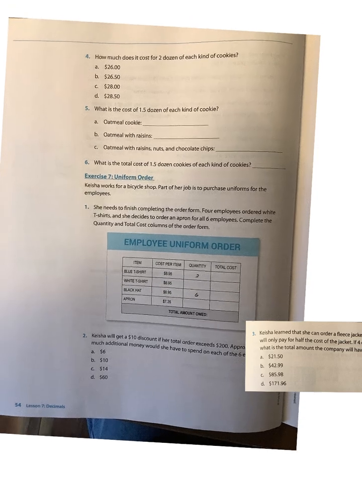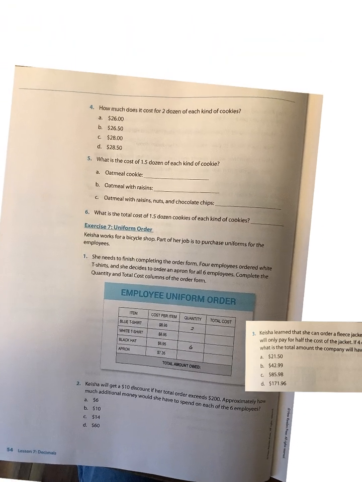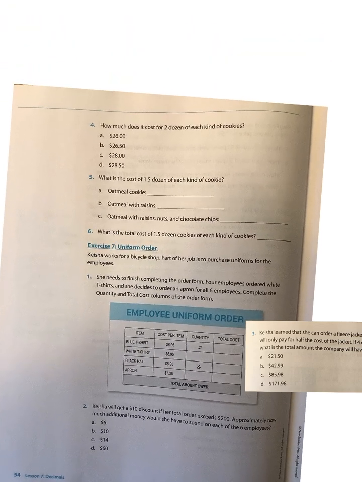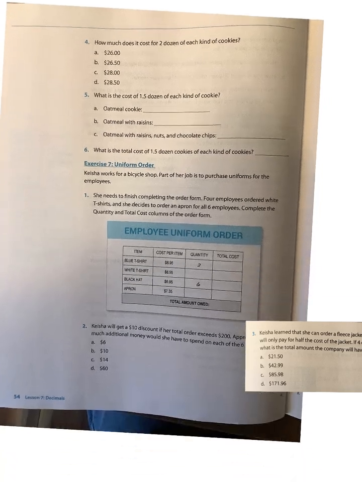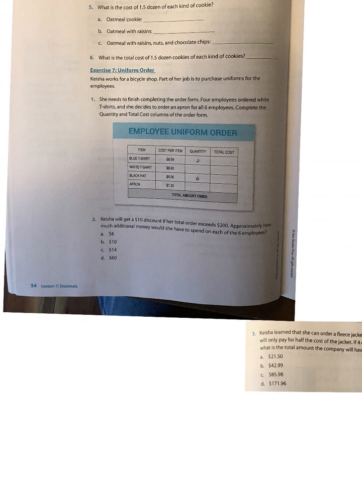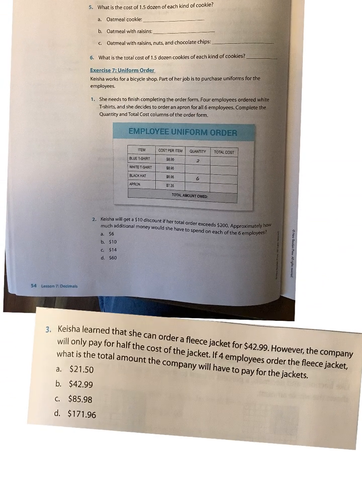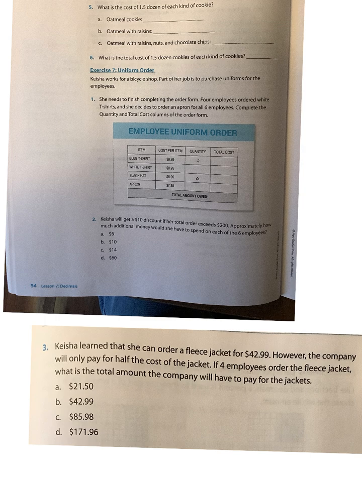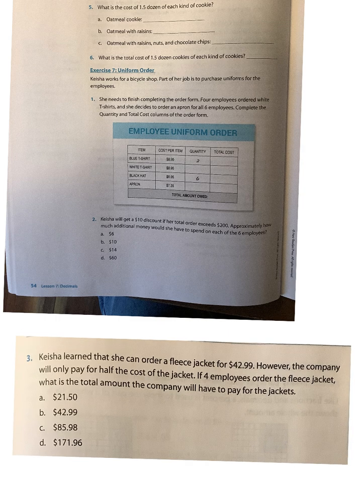All right, so let's get rid of that and move into exercise number 7. At the top of page 54 are some more questions about the whole cookie thing with Latasha. So exercise number 7 includes 1, 2, and 3. Keisha works for a bicycle shop. Part of her job is to purchase uniforms for the employees. She needs to finish completing the order form.